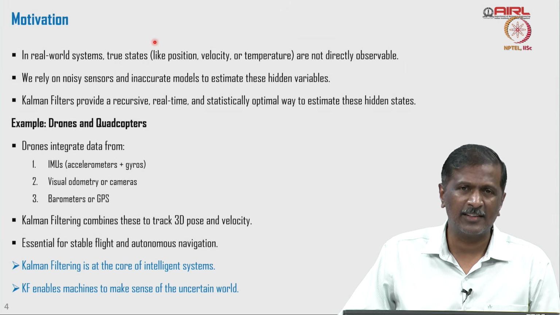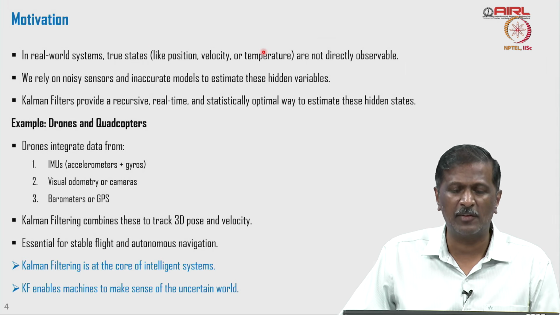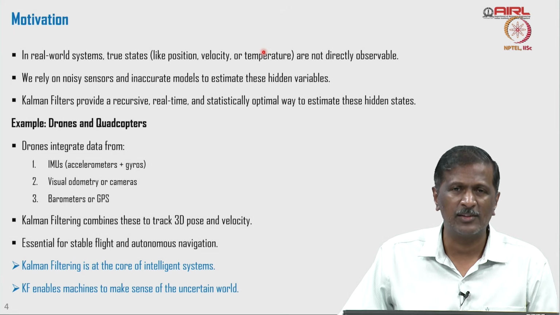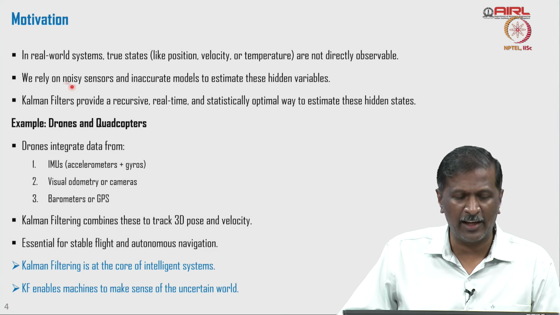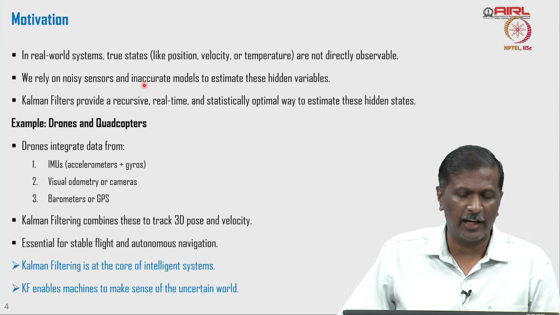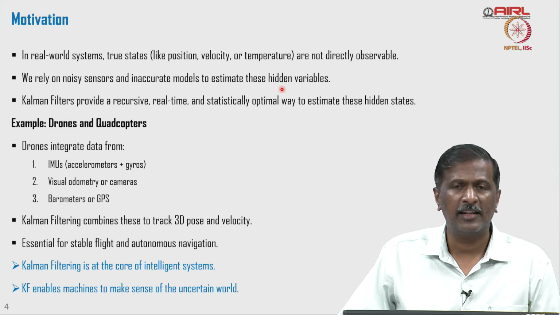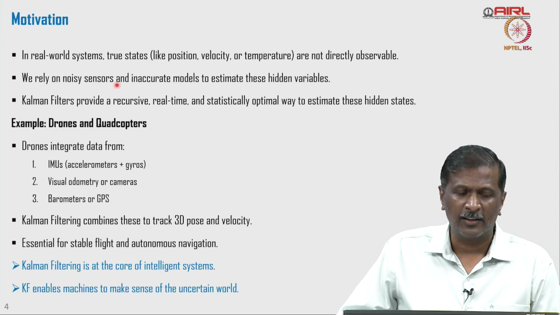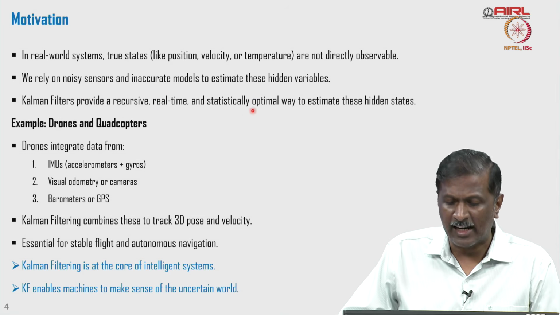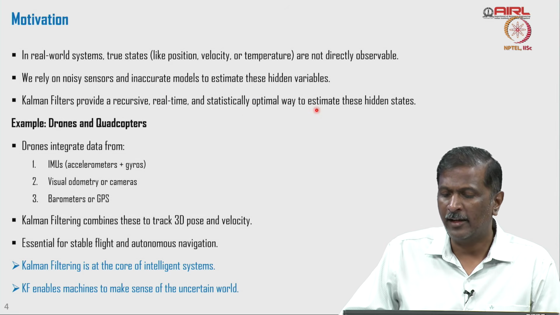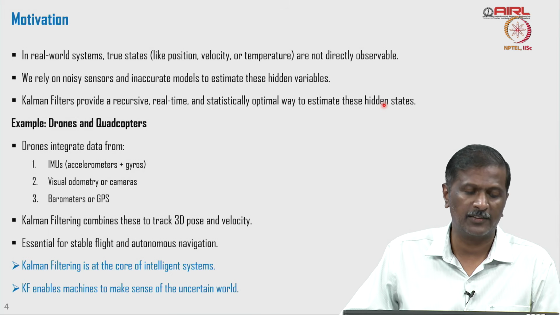In such cases, we need the direct observation, we need the estimation so that we can control the systems. We mostly rely on noisy sensors and inaccurate models to estimate these hidden variables. The Kalman filter provides a recursive, real-time, statistically optimal way to estimate these hidden states.